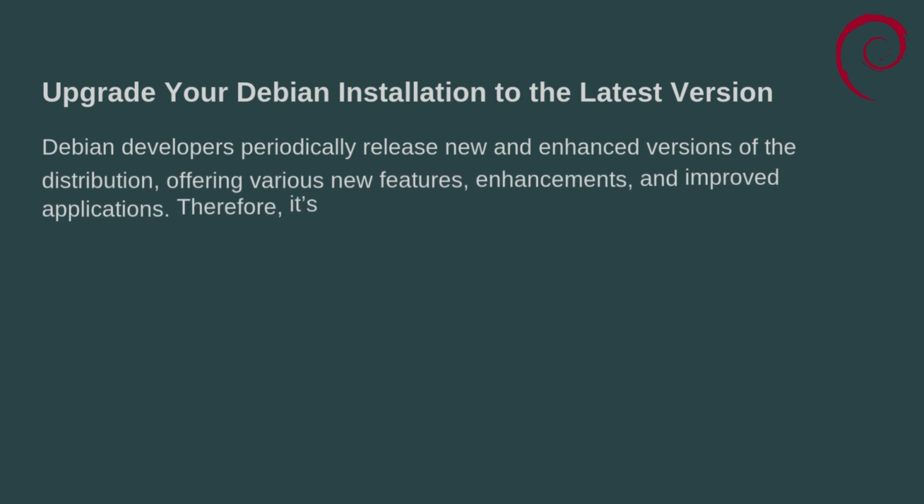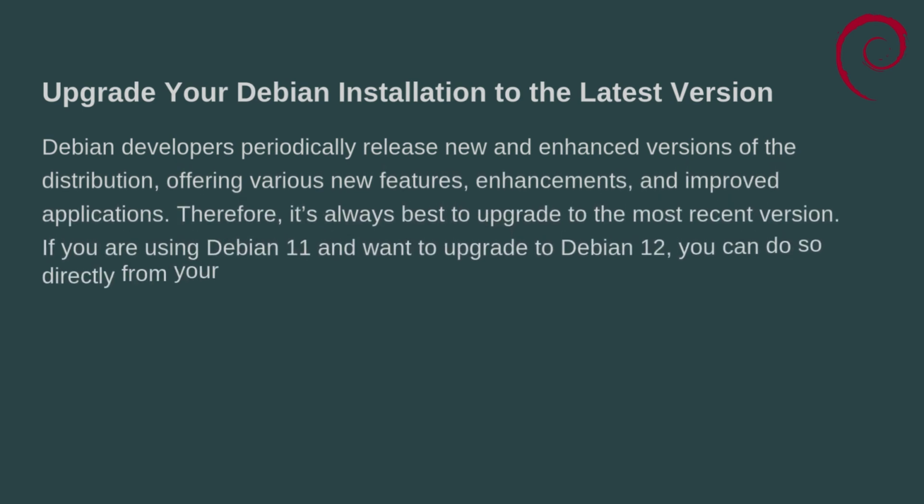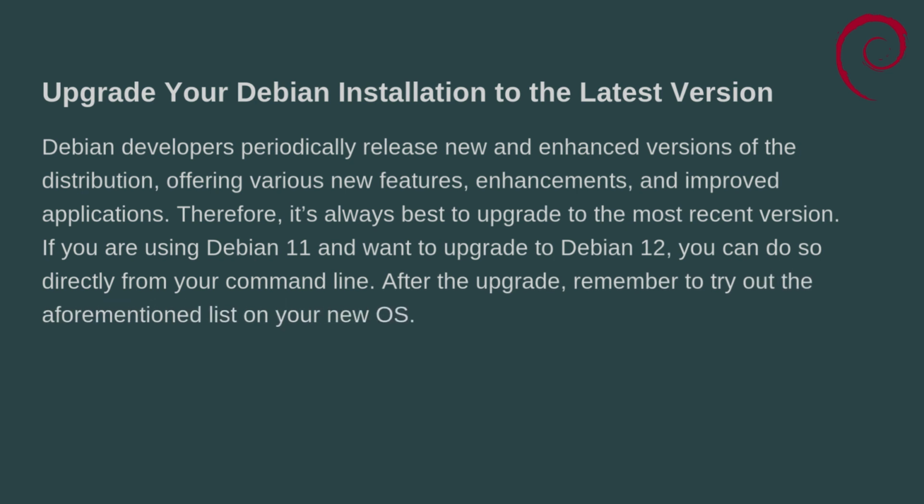Upgrade your existing Debian installation to the latest version. Debian developers periodically release new and enhanced versions of the distribution, offering various new features, enhancements, and improved applications. Therefore, it's always best to upgrade to the most recent version. If you are using Debian 11 and want to upgrade to Debian 12, you can do so directly from your command line. After the upgrade, remember to try out the aforementioned list on your new OS. Now, let's explore how to accomplish this on a Debian system using the terminal.